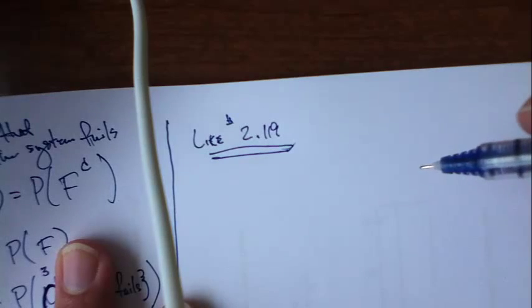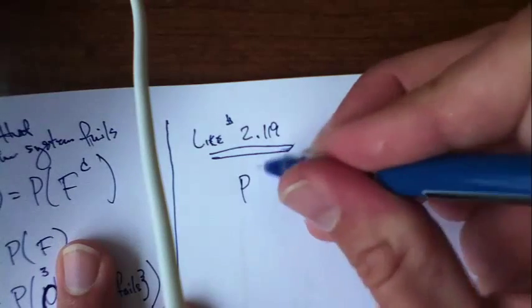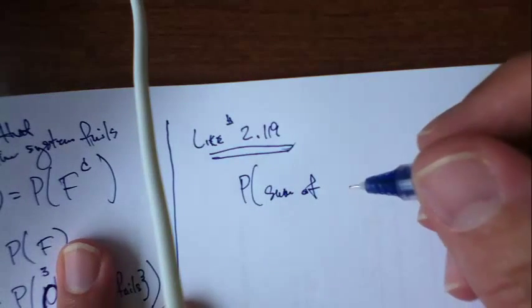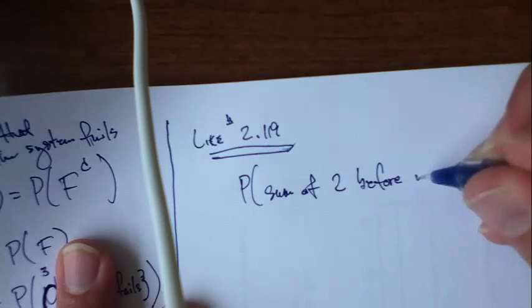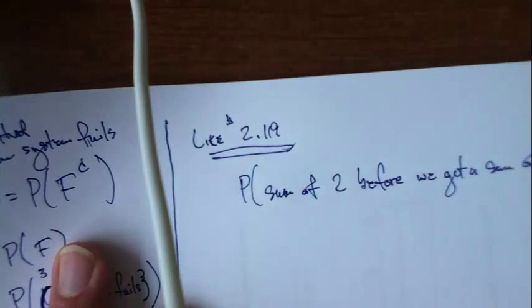2.119. Let's say we roll two balanced dice repeatedly, and I'll roll the 2 dice and see what I get. What is the probability that we get a sum of 2 before we get a sum of 3? That's what we want to know.